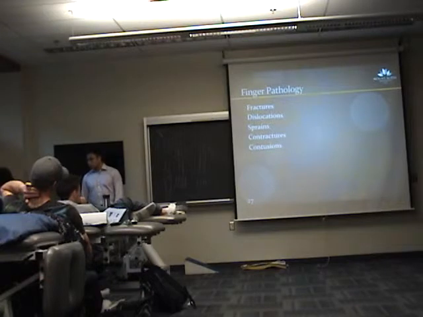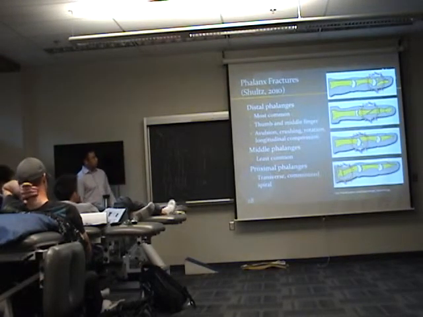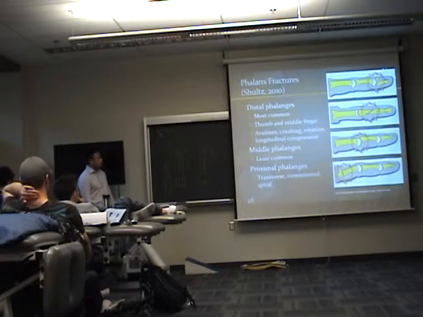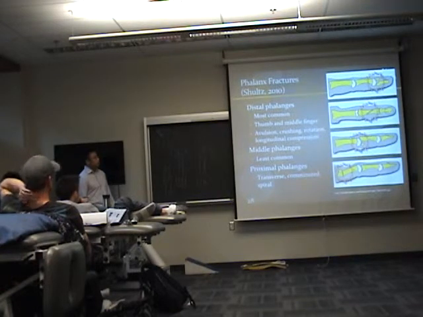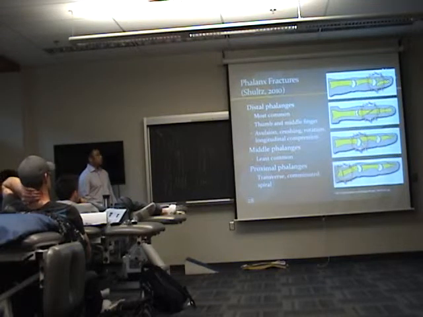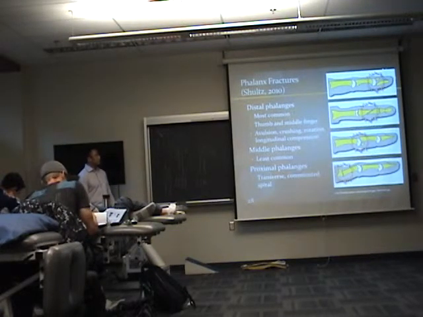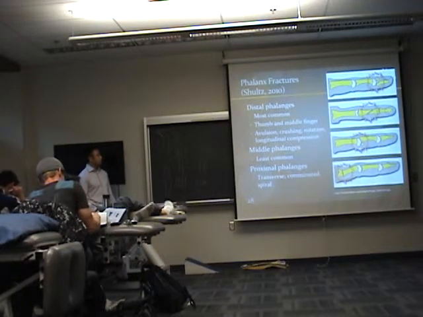Okay. Finger pathology. The main thing to get out of this slide is that the middle phalange, the middle one, is rarely damaged. It's usually the proximal or the distal, so it's usually this end or that end that's damaged. This just talks about the thumb and the middle finger for the distal phalanx being most involved. These are the types of forces, and these are the type of fractures.